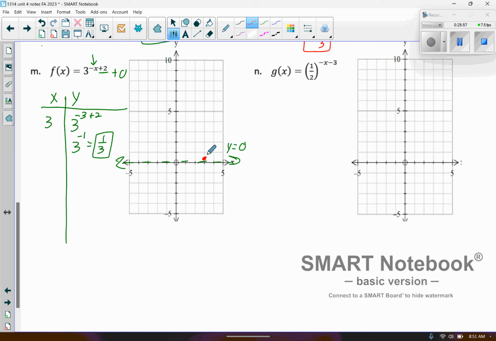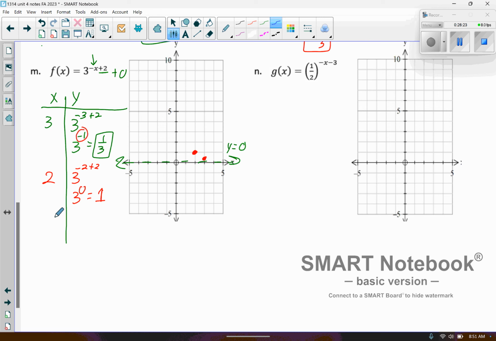Okay, now I want to pick a value where my exponent, when I simplify it, will be a 0, right? So I started with making it a negative 1. Now I want to make it to where it will be a 0. So I'd want to plug in positive 2. So if I plug in 2, I'm going to get 3 to the negative 2 plus 2, which then would give me 3 to the power of 0, which then simplifies to a 1. So that's going to be right there.